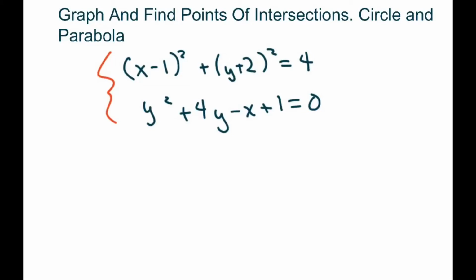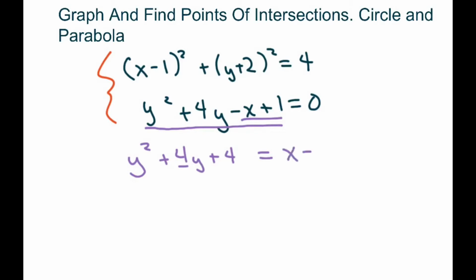Hi everyone, we're going to graph and find points of intersection. This is a circle with a parabola, and the first thing we want to do is rewrite this parabola by completing the square. So basically you're going to write y squared plus 4y plus, when you complete the square, you take half of 4 and square it and you get 4. And we're going to move these to put this in parabola form.